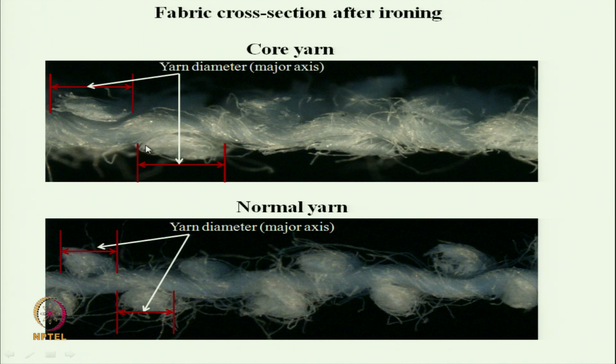If you see the fabric cross section here, the hollow yarns in the weft, flattening takes place. So, during flattening, if you see these hollow yarns, they almost cover the open space between the threads due to flattening, whereas the normal yarns did not flatten to that extent. So, there are openings present in the fabric structure.